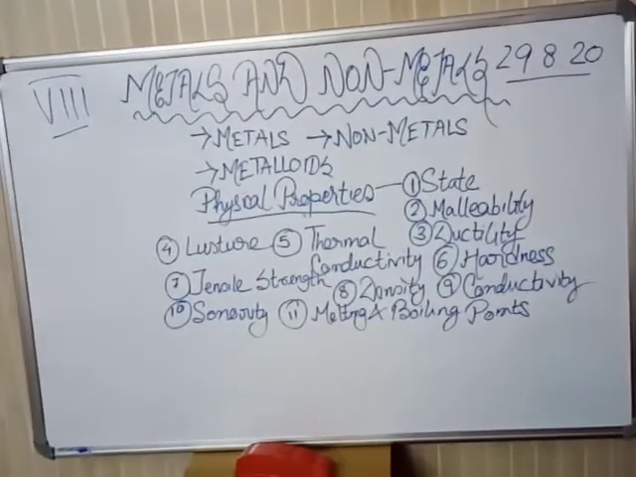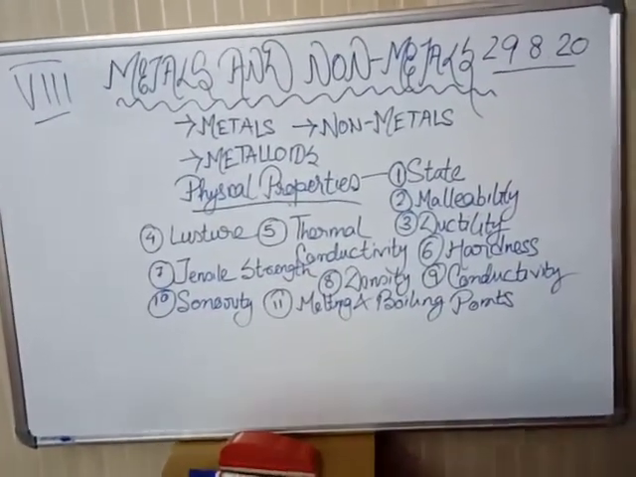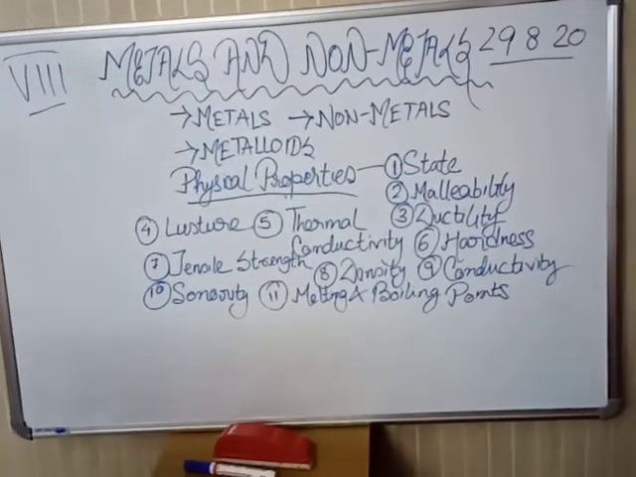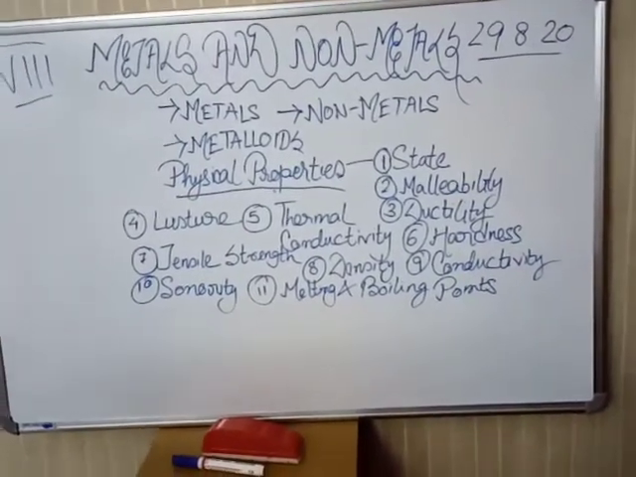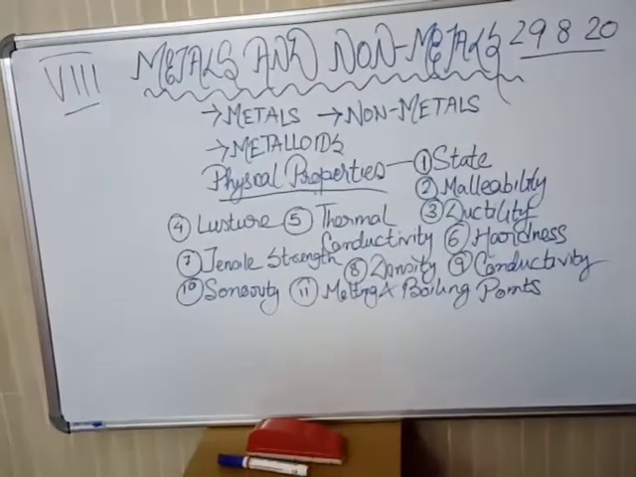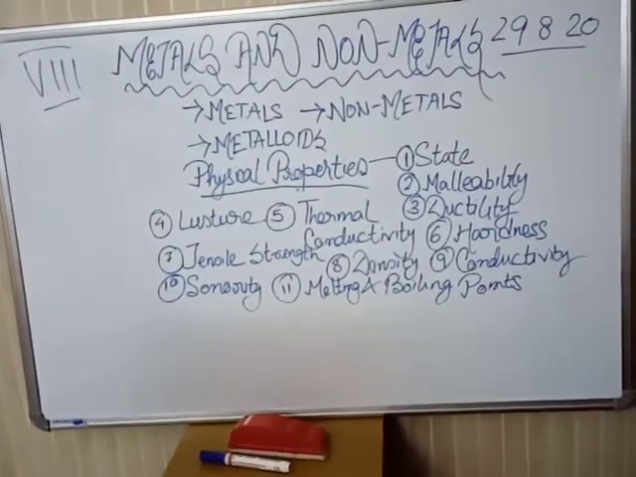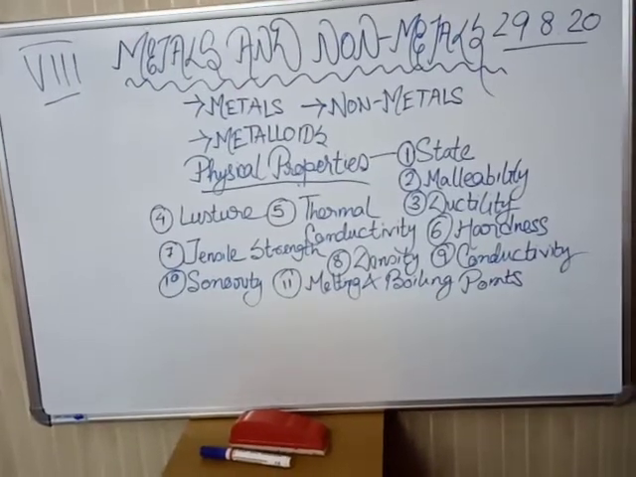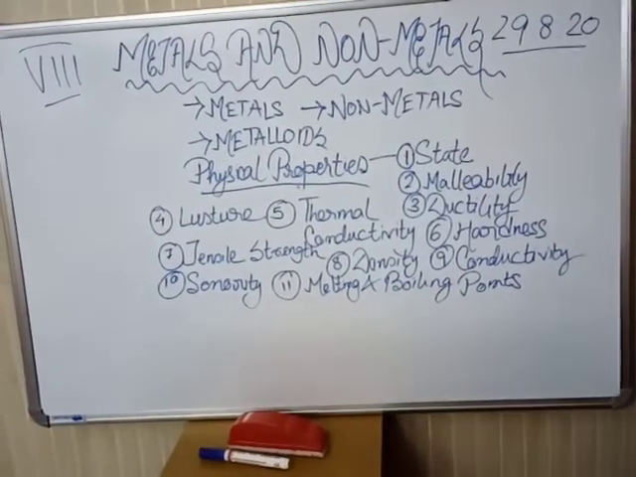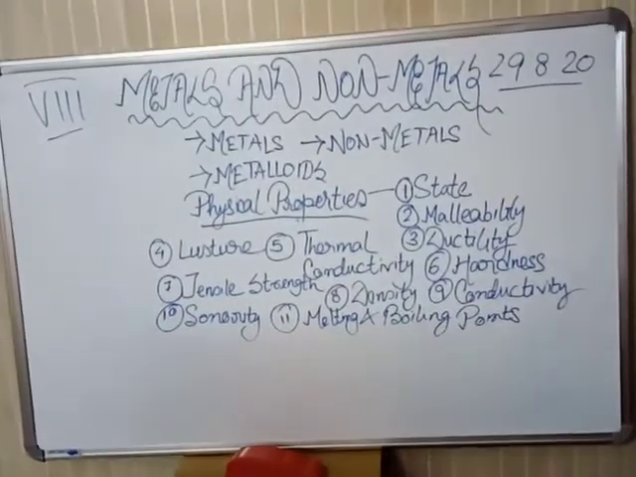Now there are 118 elements on our earth, out of which 92 elements occur naturally, that is, they are found naturally in our surroundings, and the rest are prepared in the laboratory. All elements are classified into metals, non-metals and metalloids.